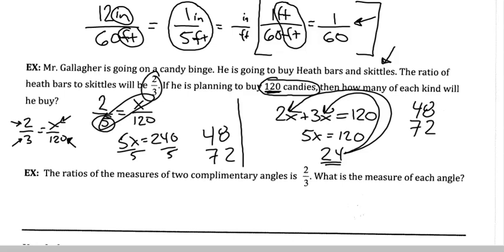So if they give you this ratio, say it was 5 to 7, then you could say 5x plus 7x. You just need to remember to substitute back in.